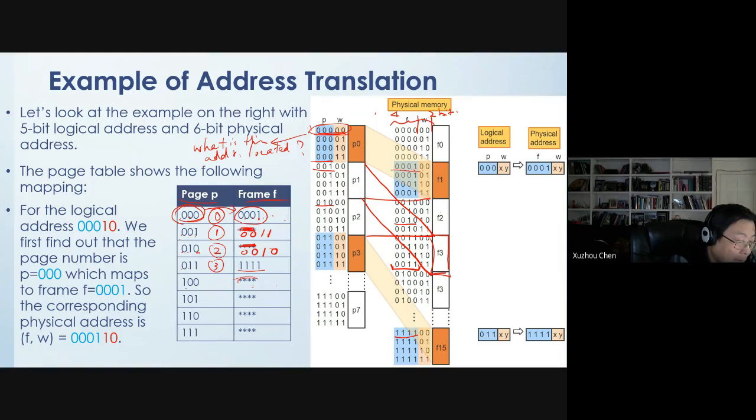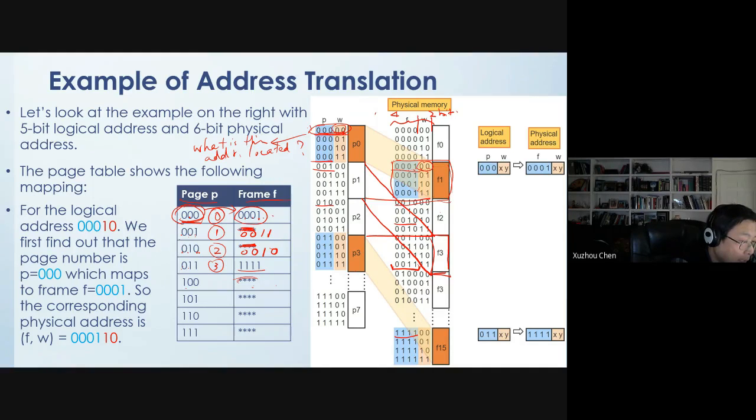Okay, now the next thing I want to figure out is what's the corresponding physical address? And then I look at the offset. The page is 0. Okay, so I map to frame number 1. No problem. Now, the offset is 0, 0. I look at this offset, so it's also 0, 0. So that's the first address in frame number 1.